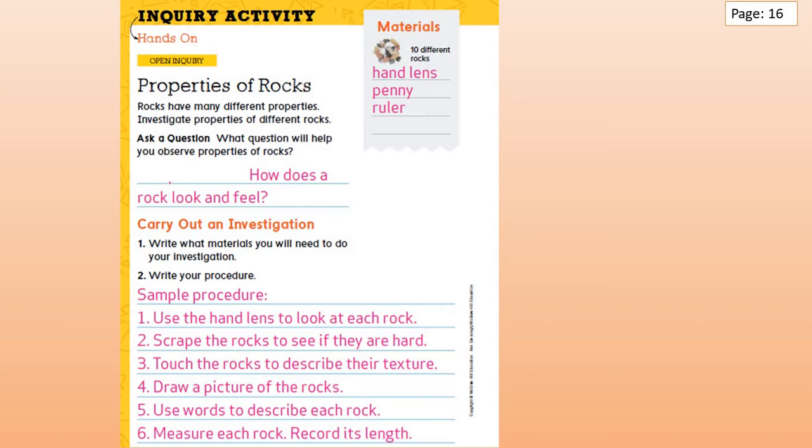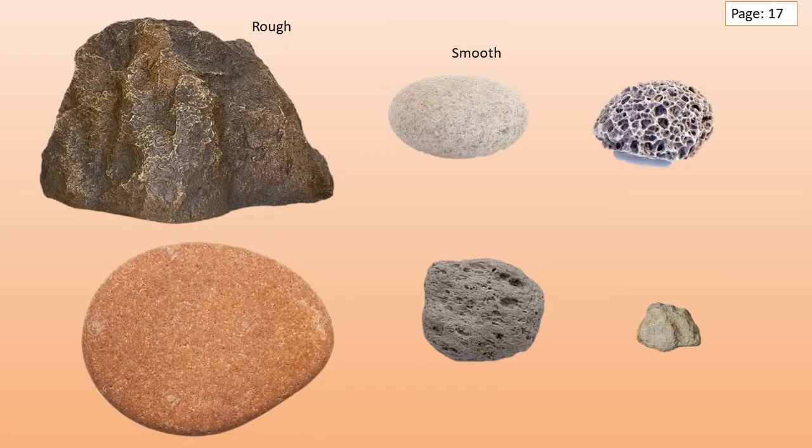So grade 2, bring 10 different rocks and try to investigate properties of these rocks. Like these ones, here we have many rocks. These rocks have different properties. This one is solid, hard, and it's black. But this one is smooth and hard, and its color is brown. But this one is small, rough, and hard.